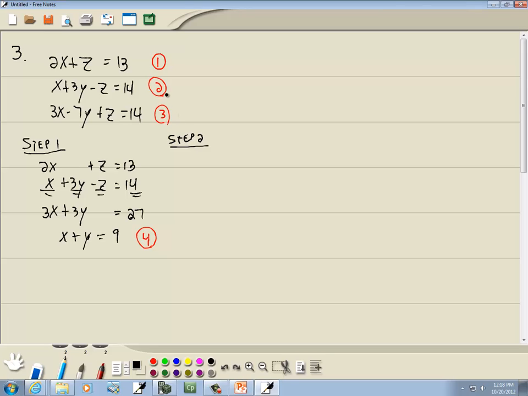Step 2, group equations 2 and 3 together. So I got x plus 3y minus z is equal to 14, and 3x minus 7y plus z is equal to positive 14.